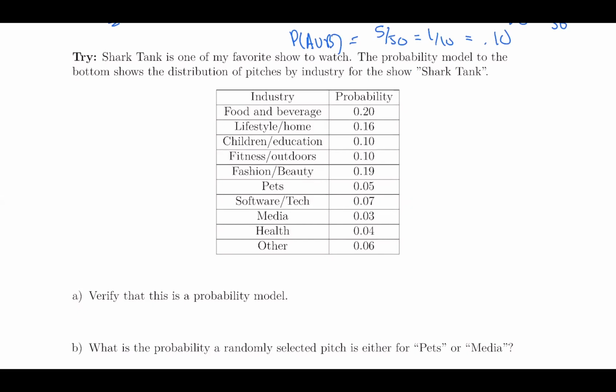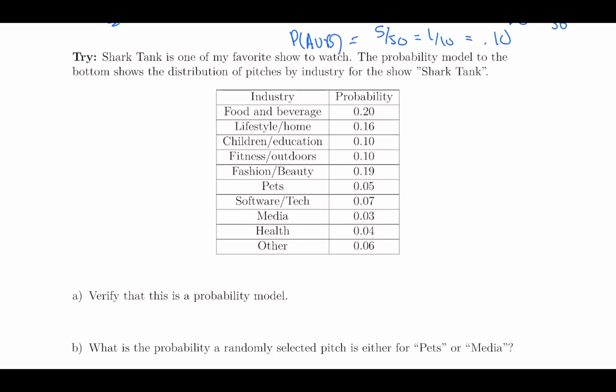So we're going to assume that all of these industries are mutually exclusive from each other. So if you're in the food and beverage industry, you're not going to be in the media industry. So let's do part A.